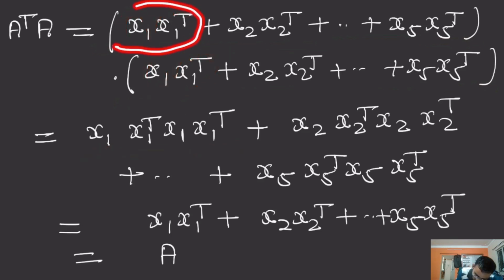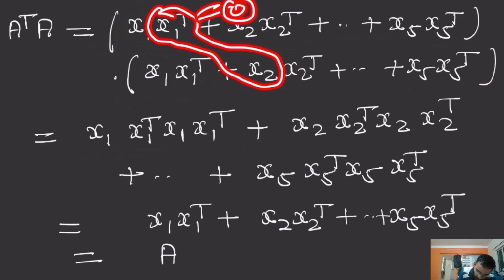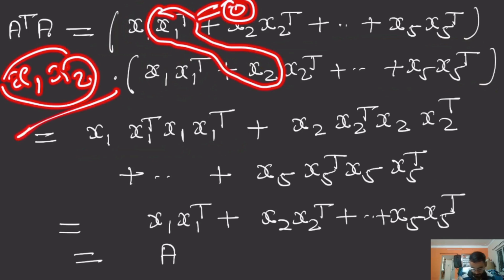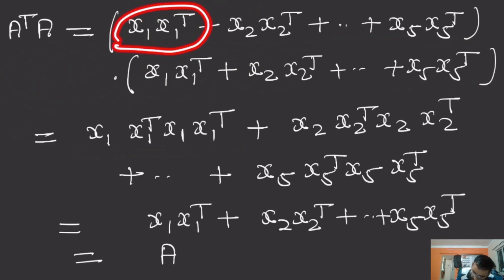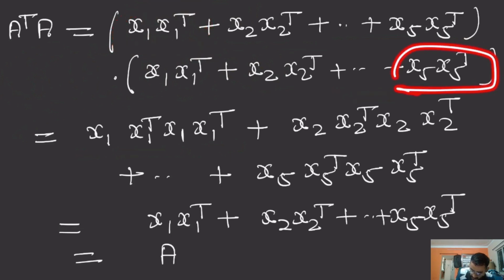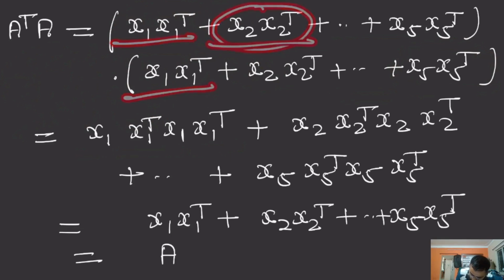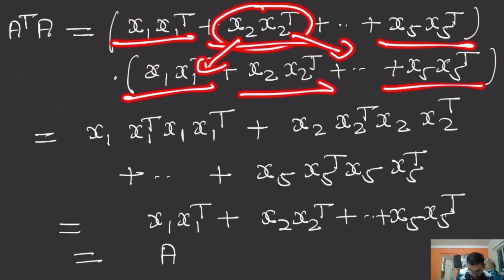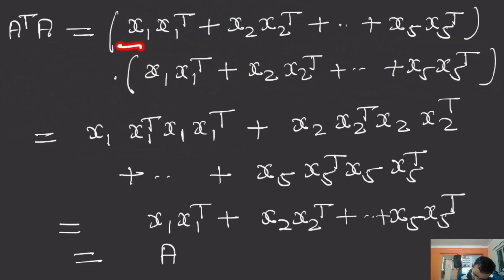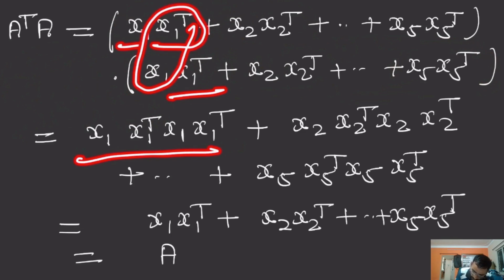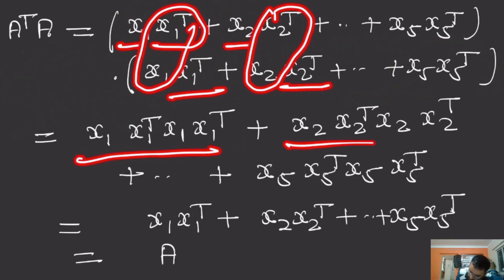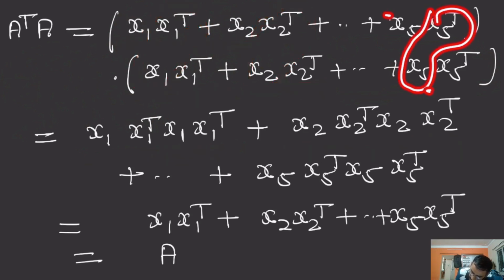If we multiply x1 transpose with x2, then what we get is x1 transpose x2. This term is equal to 0, because x1 and x2 are orthonormal to each other. Similarly, multiplying this term with x3, x4, x5 vanishes, because x1 is orthogonal to x2, x3, x4, x5. So only this term will remain. Similarly for x2, only this product term will remain and the other product terms will become 0, and similarly for x5. So finally what we get is x1 transpose x1 into x1 x1 transpose, plus x2 transpose x2 into x2 x2 transpose, plus x5 transpose x5 into x5 x5 transpose.